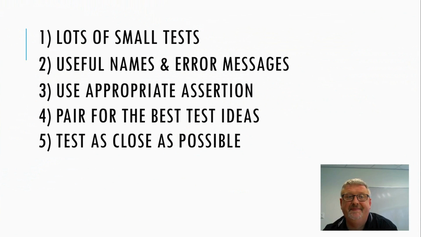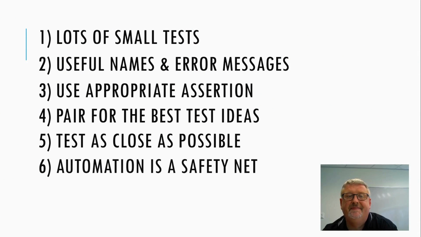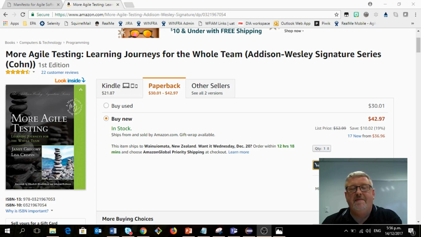Sixthly, automation is a safety net. Now, you might know that I helped as a reviewer on Janet Gregory and Lisa Crispin's book, More Agile Testing. Shameless plug there. And during one of the chapters on automation, Lisa Crispin made quite a bold statement that your automation tests were more important than the code.